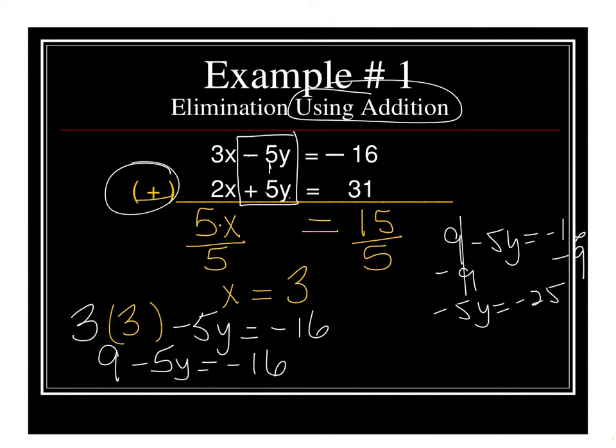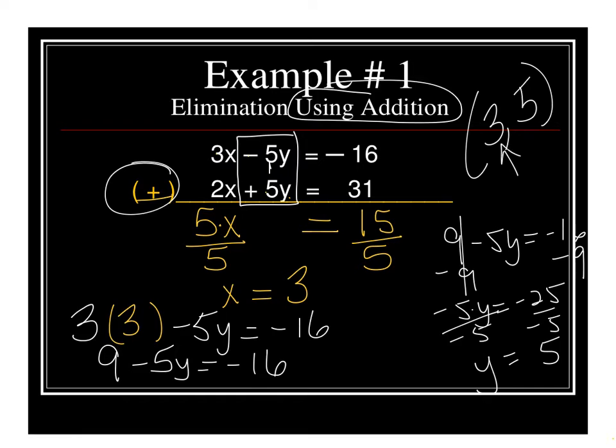Negative 5 in front of the y means multiplication. Undo multiplication with division. Negative divided by negative is positive, and 25 divided by 5 is 5, so my y is 5. So that means my answer to this problem is the ordered pair 3, 5, because 3 is my x and 5 is my y.